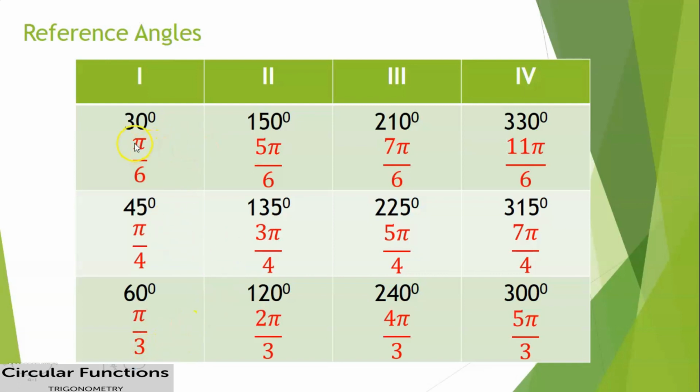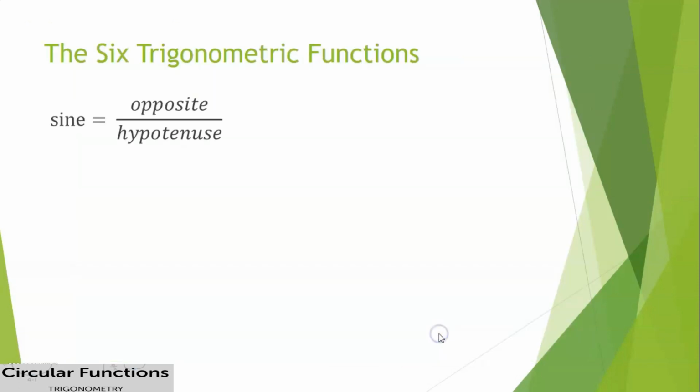Now take note, for pi over 6, in the second quadrant is 5 pi over 6, 7 pi over 6 in the third, 11 pi over 6 in the fourth quadrant. Then for pi over 4, it's 3 pi over 4 in second, 5 pi over 4 in third, and 7 pi over 4 in fourth. So please take note of the pattern. Now for 60 degrees, it will be pi over 3, 2 pi over 3 in the second, 4 pi over 3 in third, and 5 pi over 3 in the fourth quadrant.